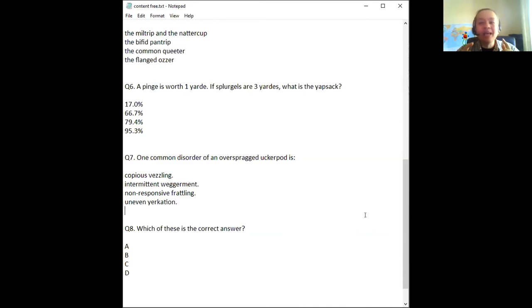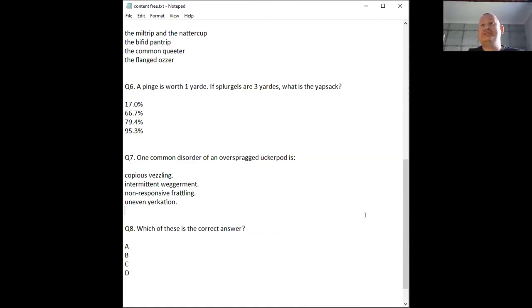Now, why is it non-responsive frattling? I had no idea. I just had a feeling that because it's a disorder of over and something, I don't know, because of the nonsense, one negative thing just pops out. So the real clue here is that the game was given away. Does anyone else know, by the way, if you want to jump in?